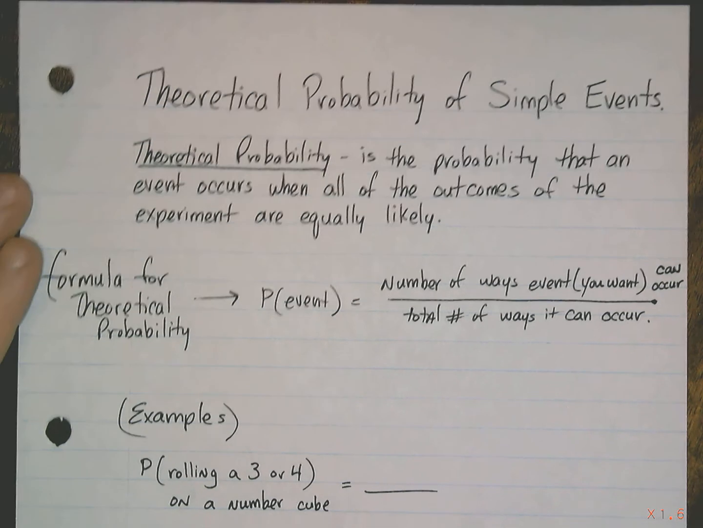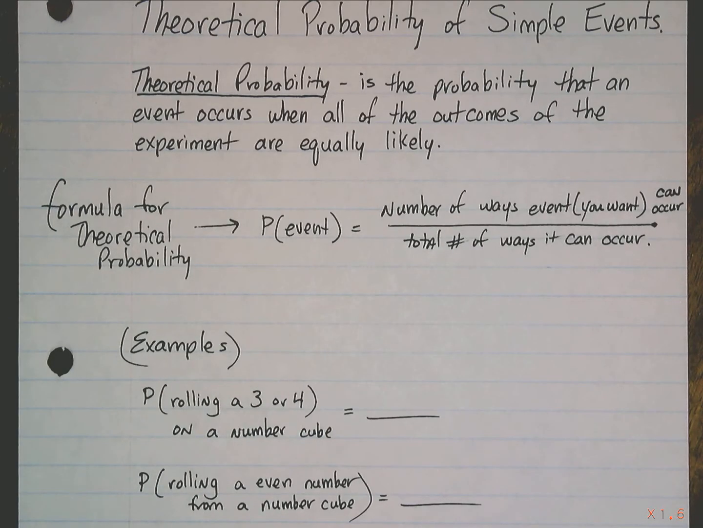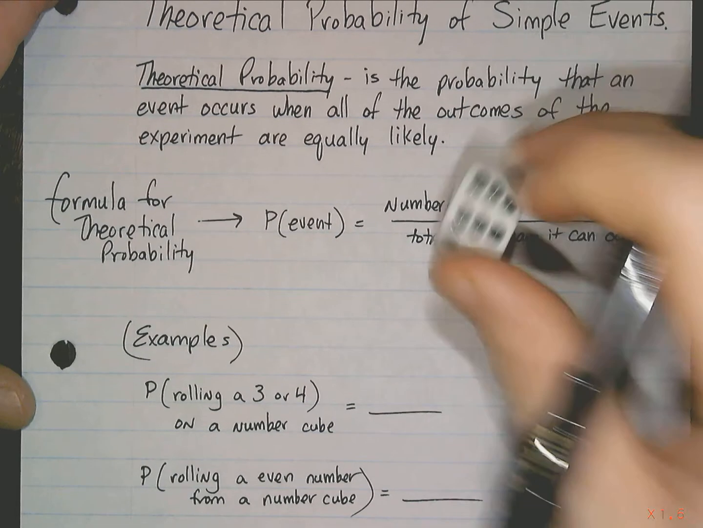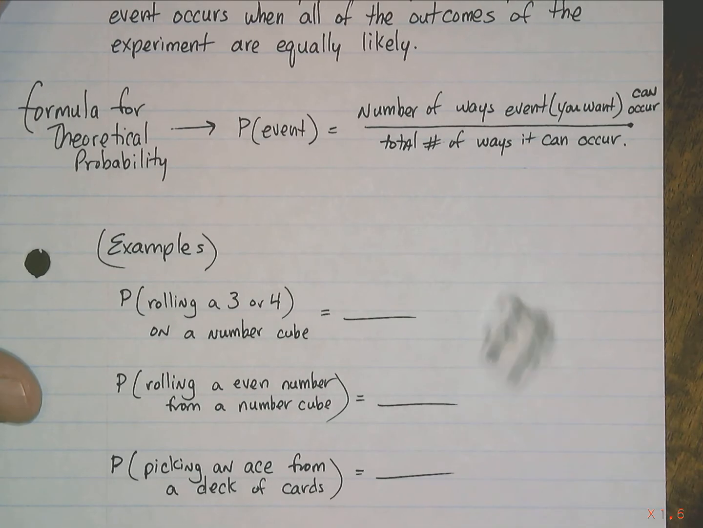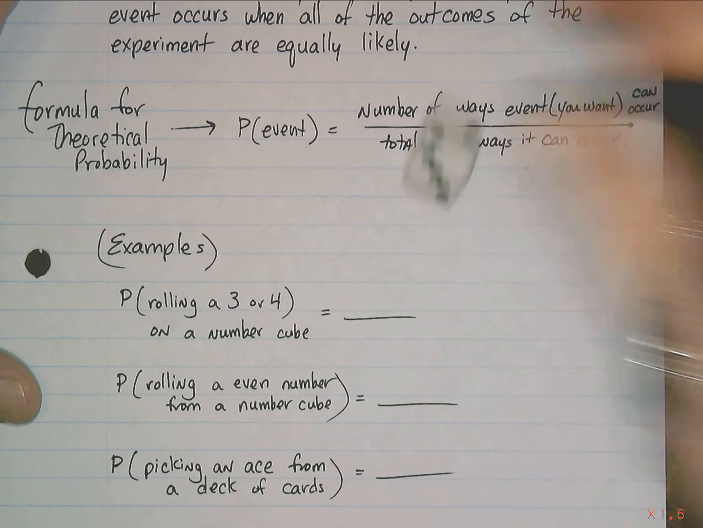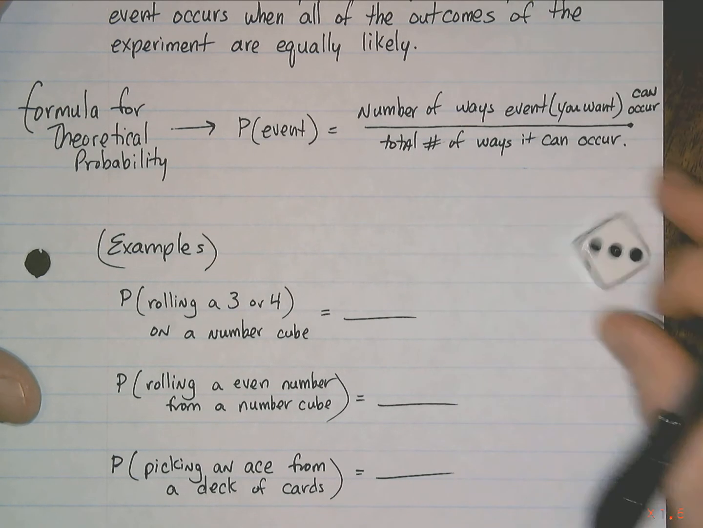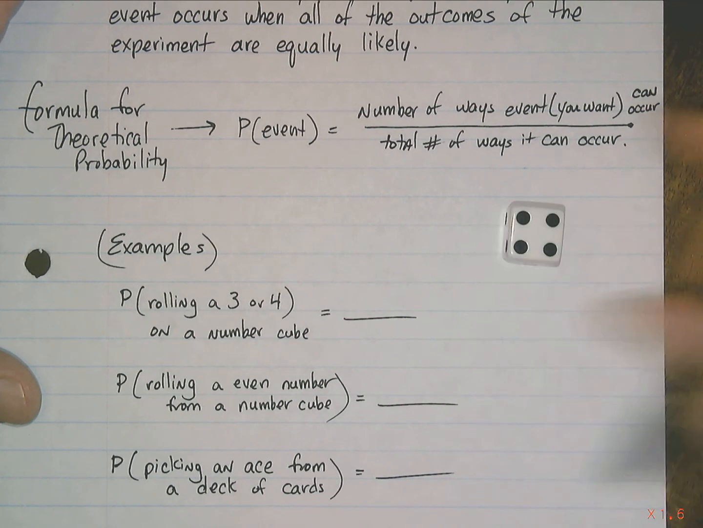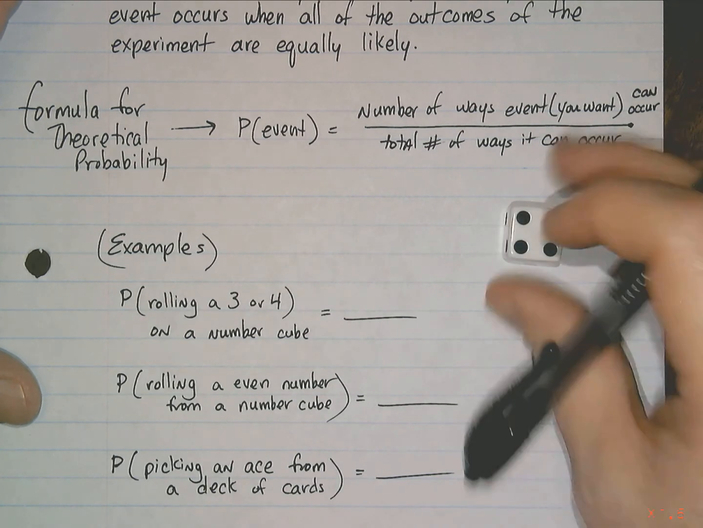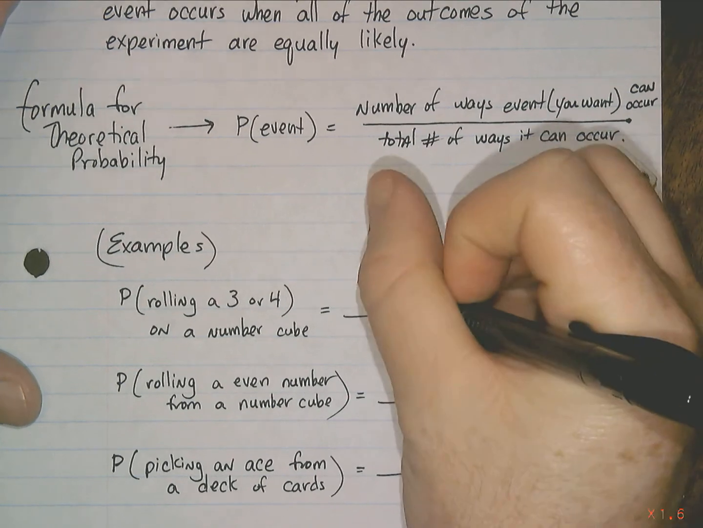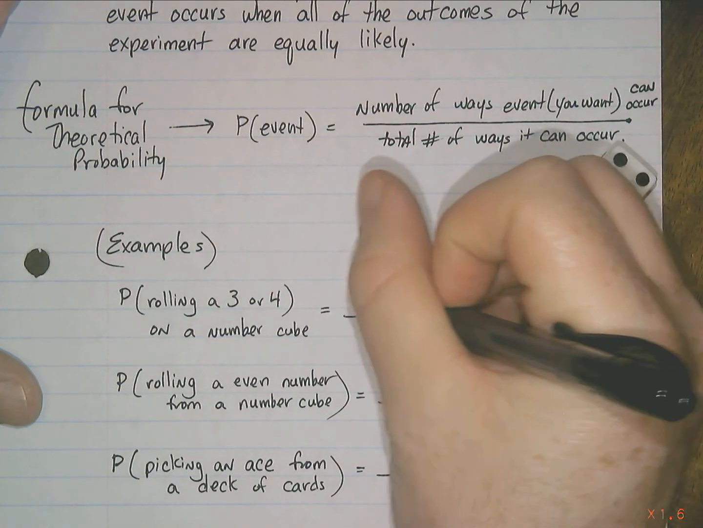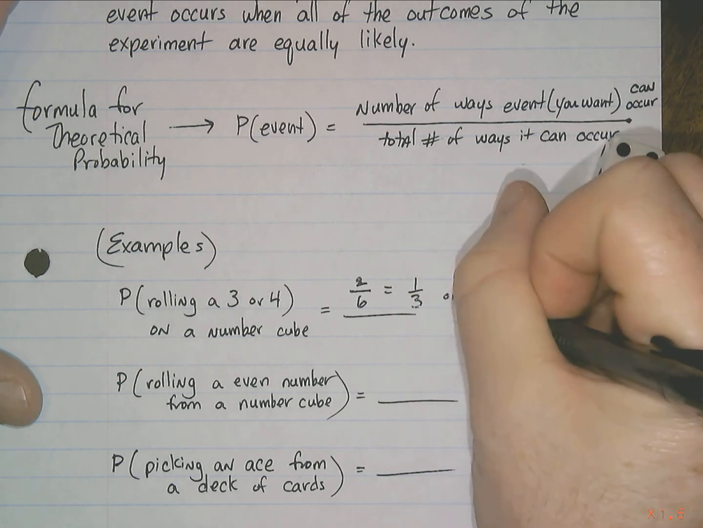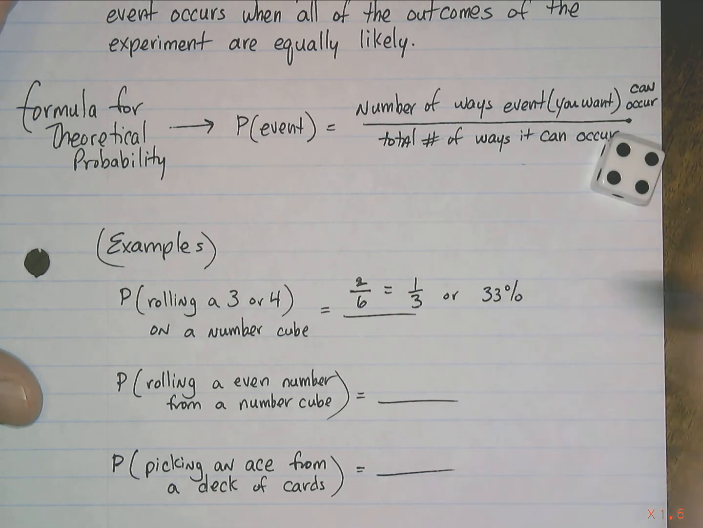For example, let's say I've got a number cube like this, and I want to know what's the probability of me rolling a 3 or a 4. Well, you've got 1 three and you've got 1 four. So you've got two numbers out of 6. So the probability of rolling a 3 or 4 is 2 out of 6. And in lowest terms, that would be 1/3, or 33% chance. Okay, that's it.